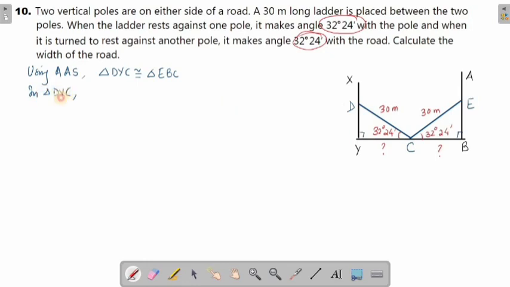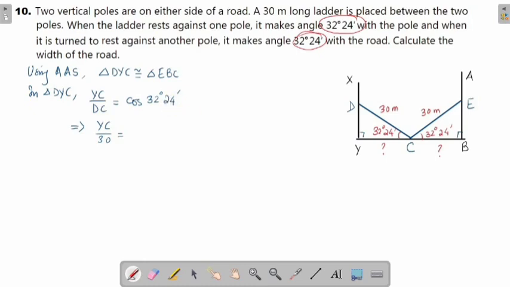DYC, we have, this is given, that is hypotenuse, this is your perpendicular, this is your base. So let's make use of base by hypotenuse. So you have YC by hypotenuse DC. Okay, so base by hypotenuse is cos, isn't it? It is cos 32 degree 24 minutes. So here we have YC, we don't know what is YC. DC is known, which is given to be 30. Now cos 32 degree 24 minutes.